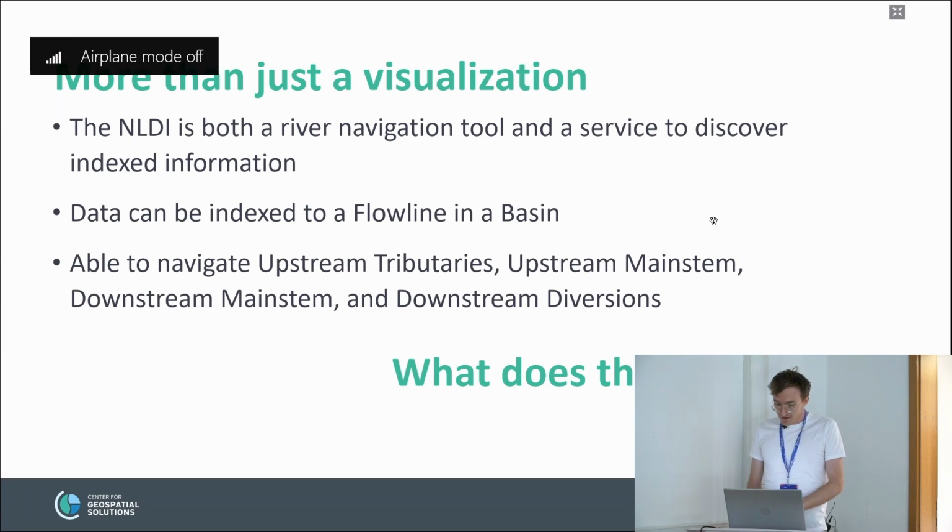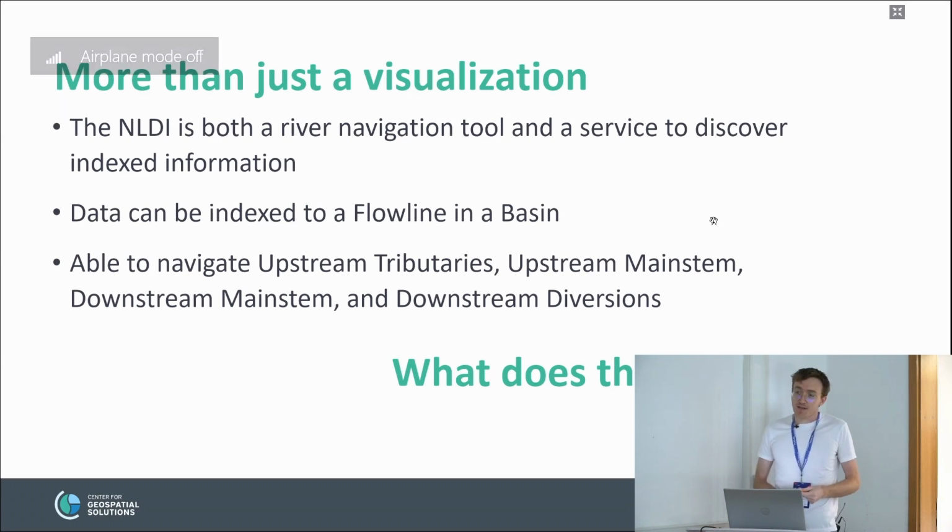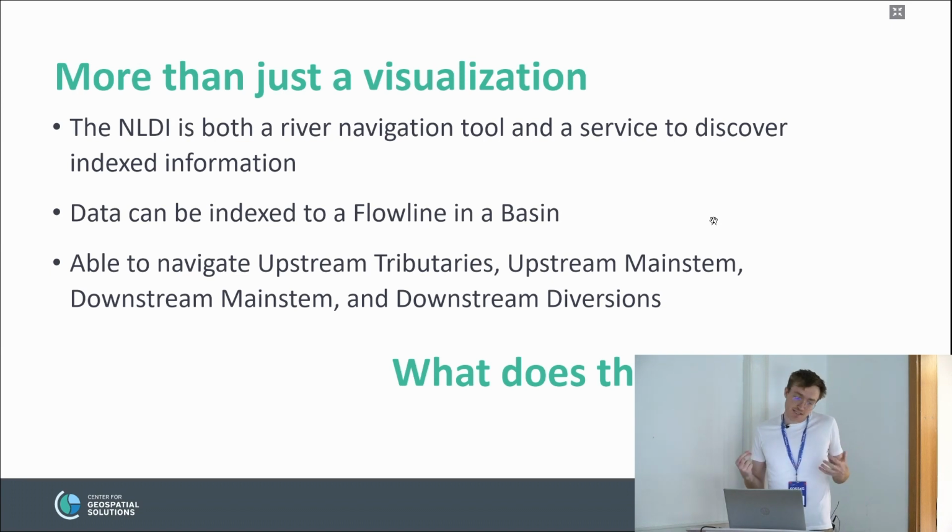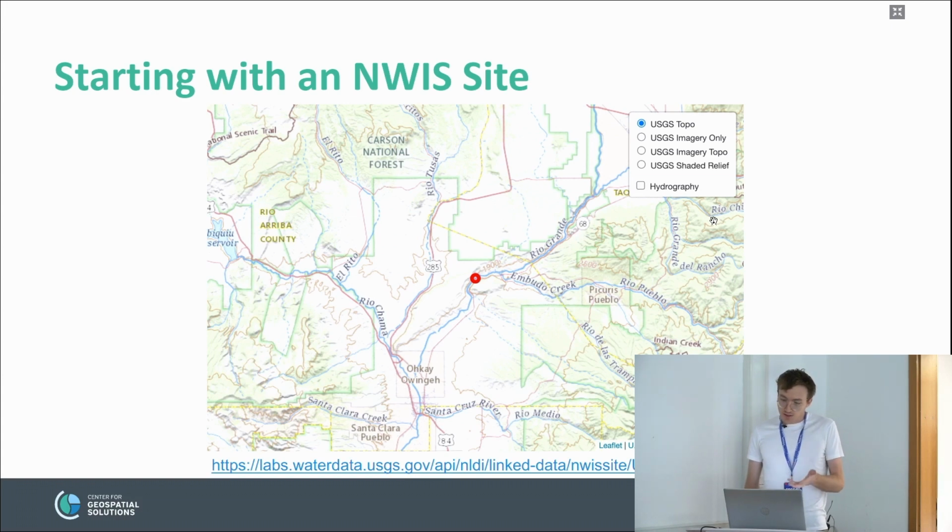But the importance of the NLDI is that it's more than just a visualization, because as interesting as it is to see the entire Amazon River flow path from the start to the finish, or the Nile Basin, or the Yangtze River, there's an infinite number of very cool rivers to fly along. The NLDI is also a service to discover other index information. This is something that is only currently true in the domestic United States version of the NLDI. But what it allows you to do is start with any NWIS site. NWIS is the National Water Information System in the States.